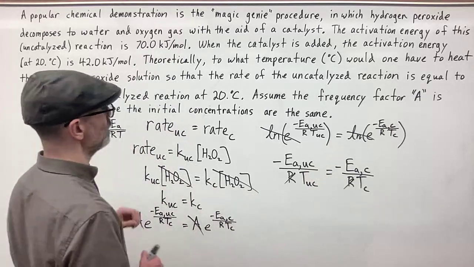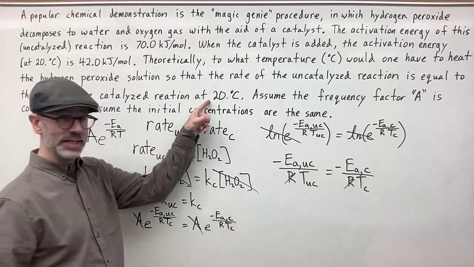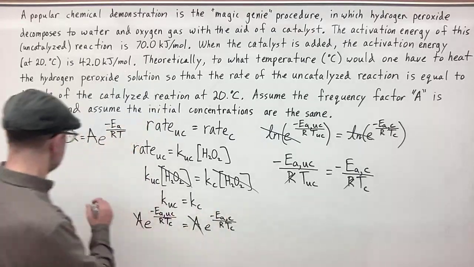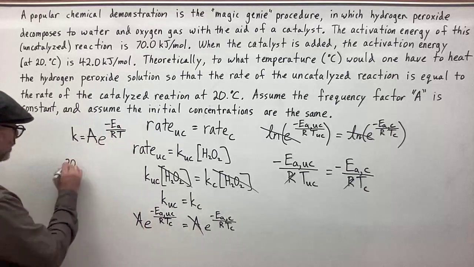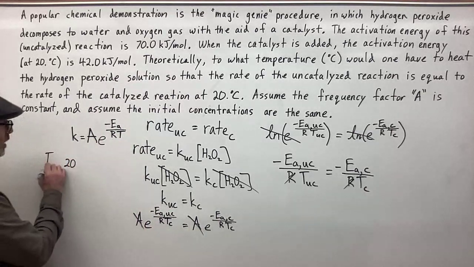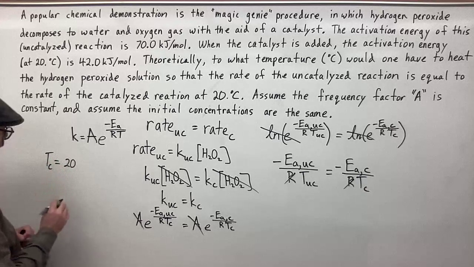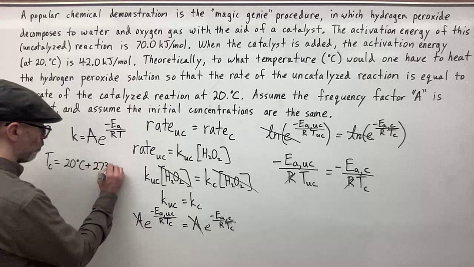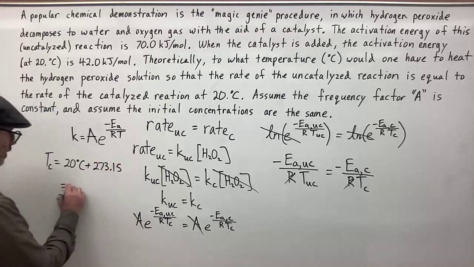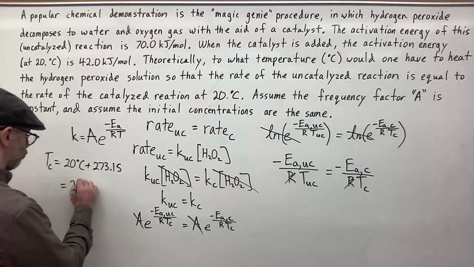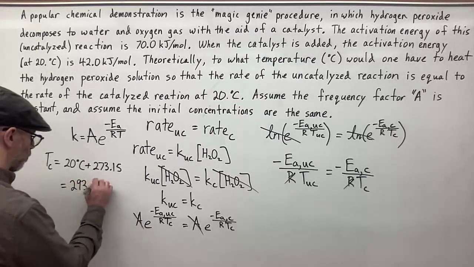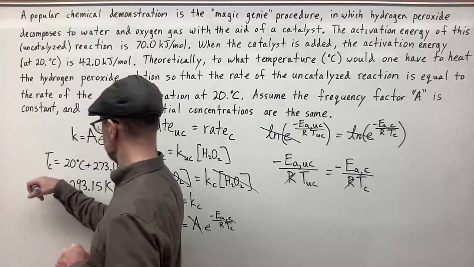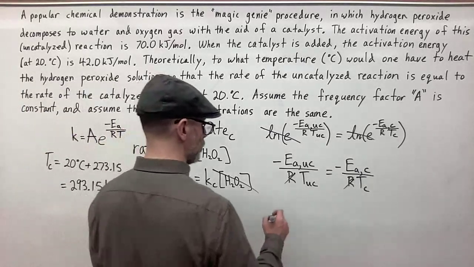Now keep in mind that the temperature of the catalyzed reaction, we need to put that into Kelvin. So the temperature of the catalyzed reaction is equal to 20 degrees Celsius. We're going to add 273.15 to that, and then we end up getting 293.15 Kelvin for the catalyzed temperature. And so we plug this in.